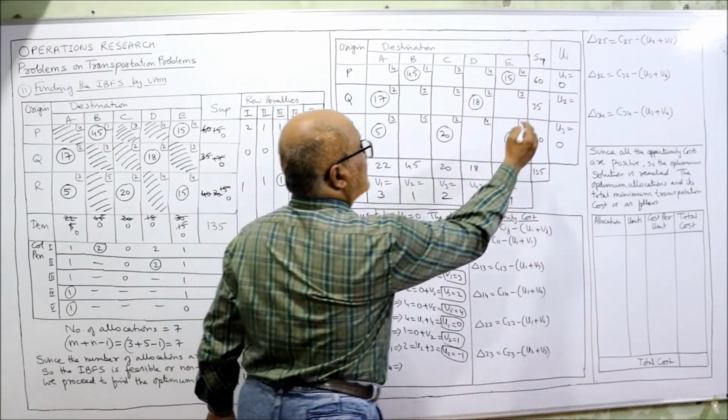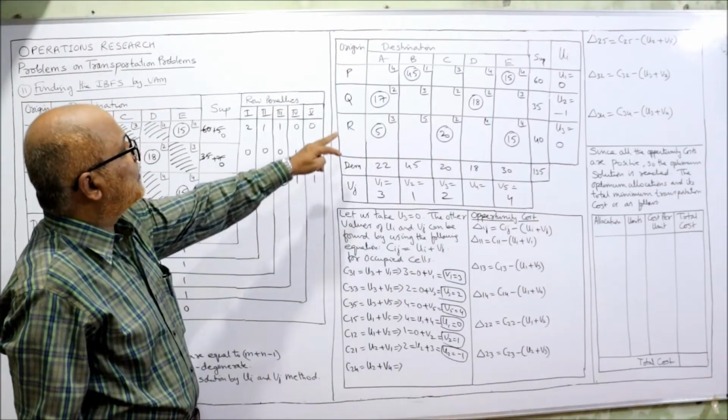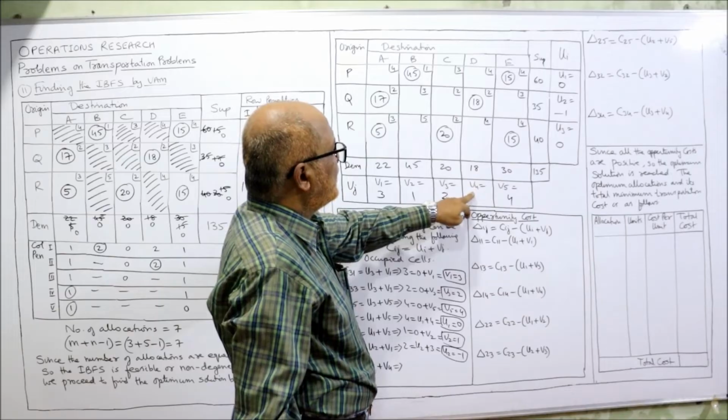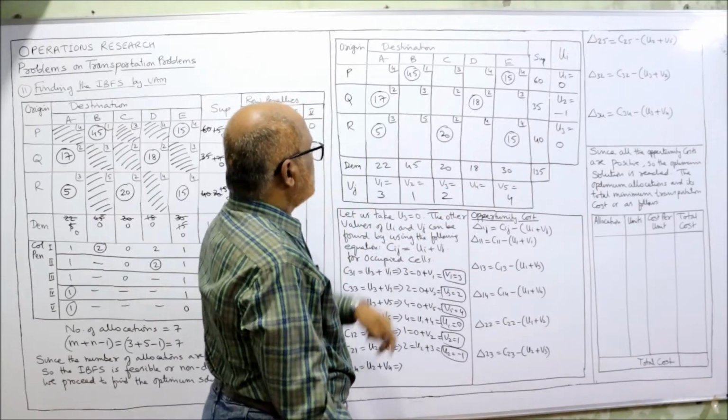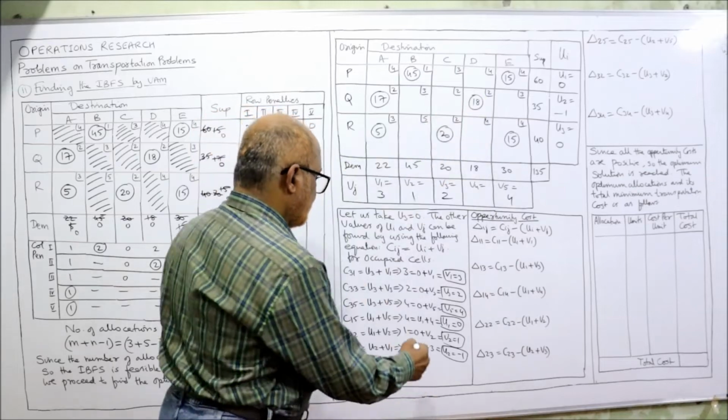U2 is equal to minus 1. Last one, C24. By using this cell, we can get the value of V4. So C24 is equal to U2 plus V4. What is C24 here? 2.